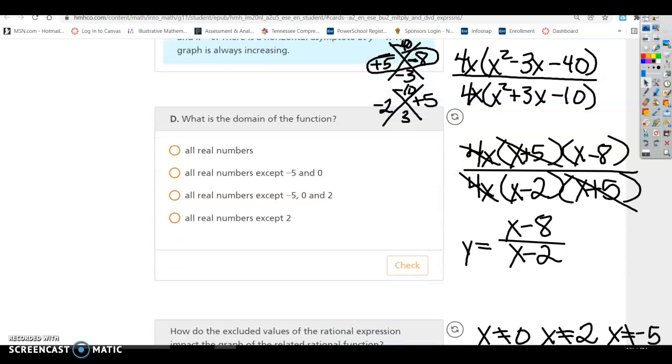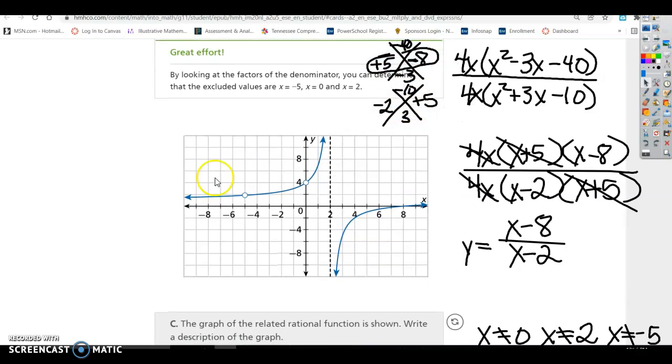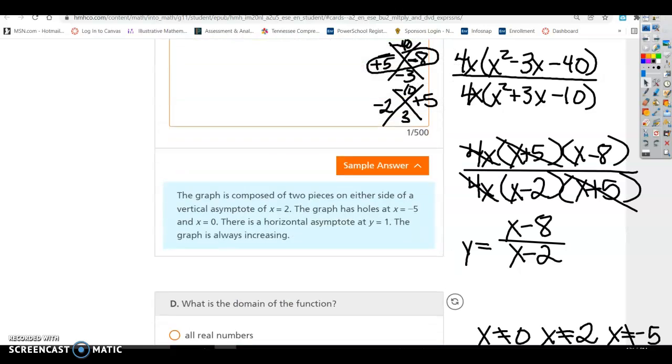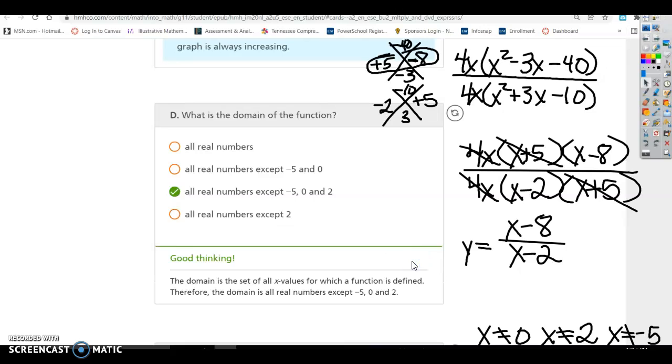All right, it says, what is the domain of the function? All right, the domain is all your x's, remember? So the domain is everything in this direction, everything in this direction. The only exception is 2, 0, and -5, and that came from our restrictions on the denominator. So all real numbers except -5, 0, and 2.